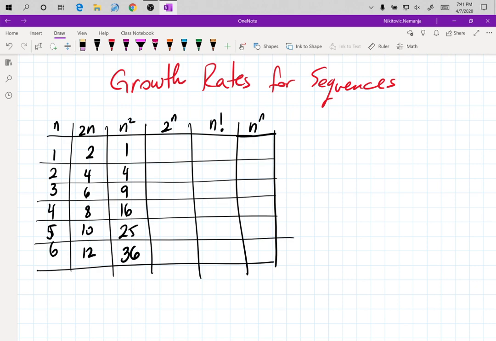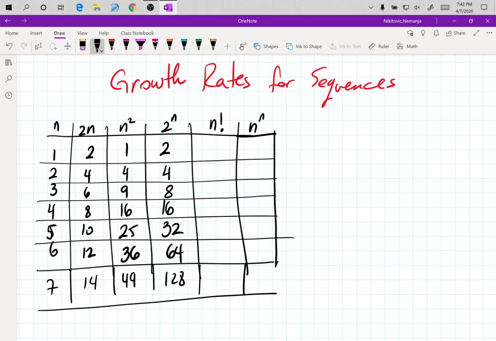Now 2 to the n. Well, 2 to the 1 is 2. 2 squared is 4. 2 cubed is 8. It's kind of either tied up or losing, right? And then 2 to the 4 is 16. So it's still not doing much better. And then 32 and 64, and the next one is 128, where this one is 49. As you can see, it just, you know what, let's add 7, why not? Let's add 7, we can. It just shoots up.